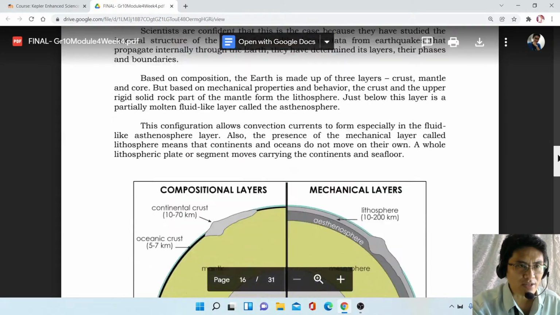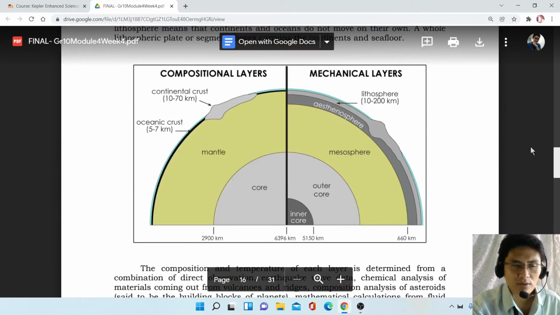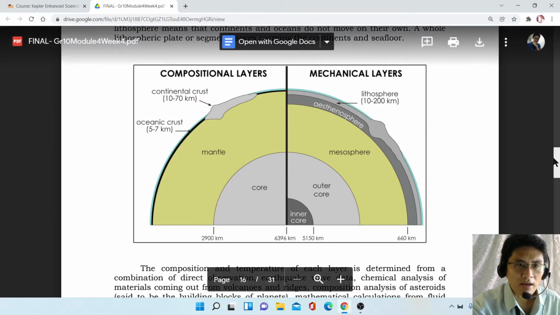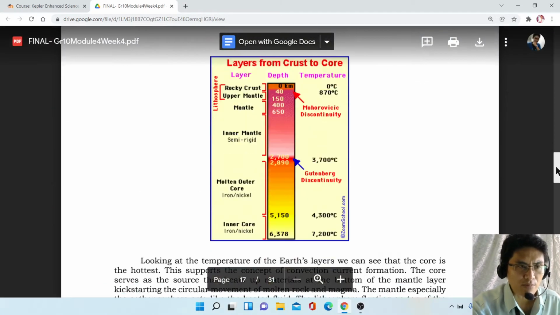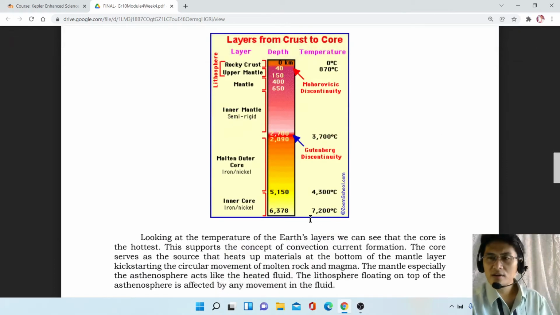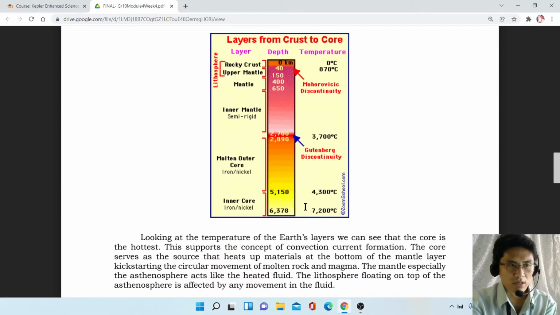And if you review the internal structure of the Earth, what do we get? We have the core, right? At the center of the Earth. And if you trace the temperature, it's the inner core, or the core, that is the hottest, that has the hottest temperature, as high as 7,200 degrees Celsius.